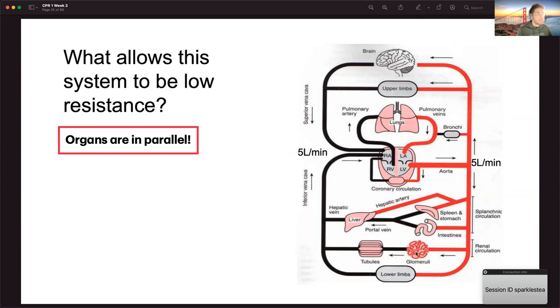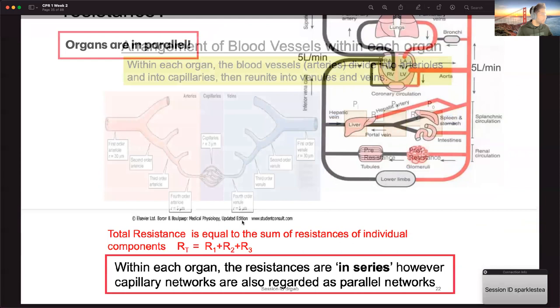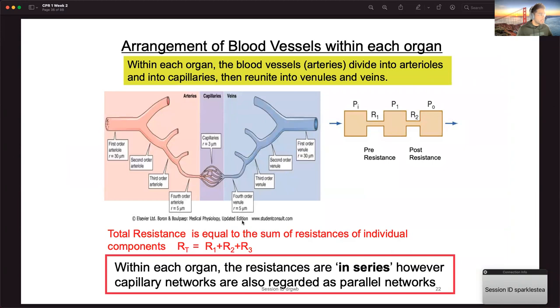Parallel systems are contributing to that low resistance. And if it's in a series, you're thinking about your major vessels, right? Your major vessels that are bringing blood in towards the organs, and then eventually it gets into your arterioles, and then eventually into your capillaries, and then eventually back into your venules and veins, et cetera, okay? Now, arrangement of blood vessels in each organ is very important, right? Think about it. This is the natural order of things. First order arterioles, second order arterioles, and then finally you get to your capillaries.